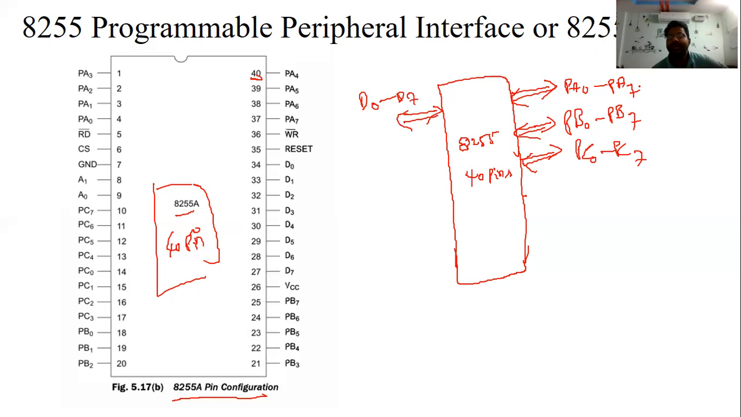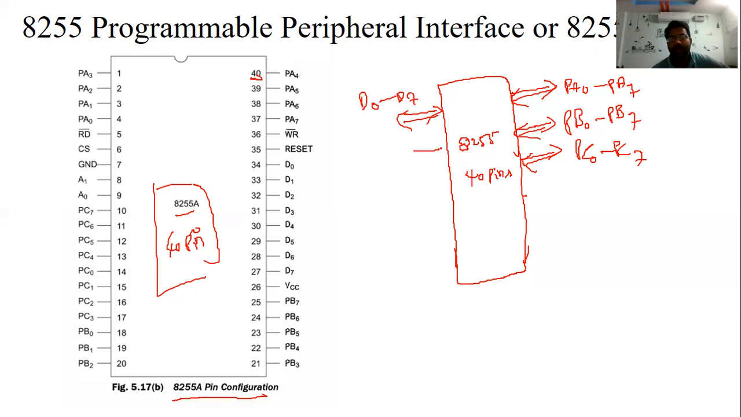See this: 7, 7, 7, so 21 pins, as well as these 7 pins, so 8 pins, 24 pins, as well as these 32 pins are over here. Out of 40, 32 pins are over here. What are the remaining 8 pins?